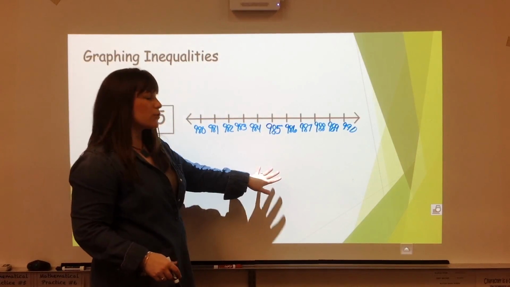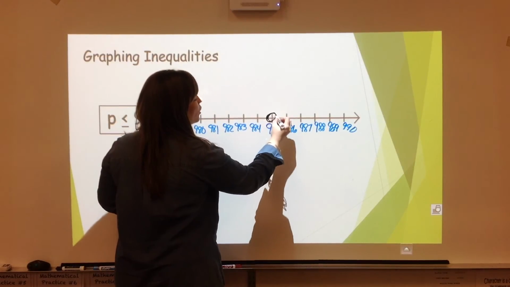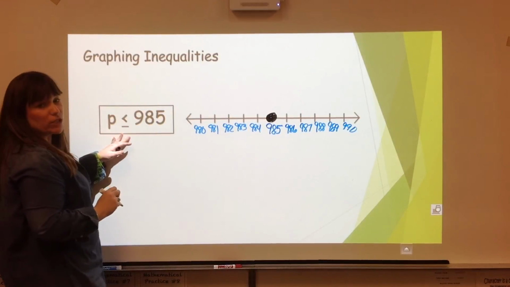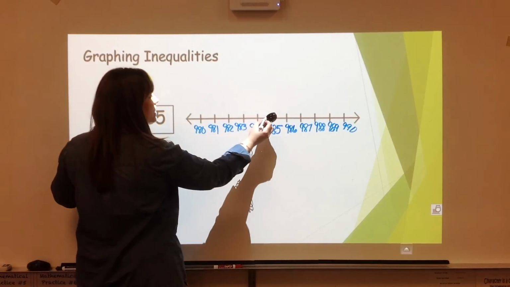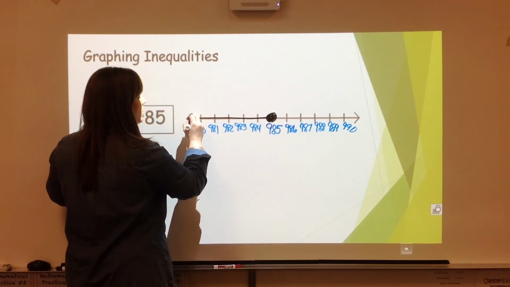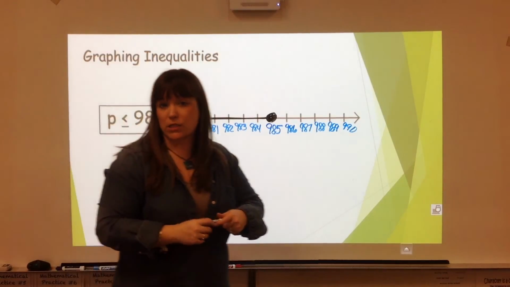So I know it was a tight squeeze. However, I have the number 985. I'm going to draw a closed circle above that number. And then I'm going to shade to the left because it is less than. And make a heavy mark, including the arrowhead. And that is how you graph inequalities.